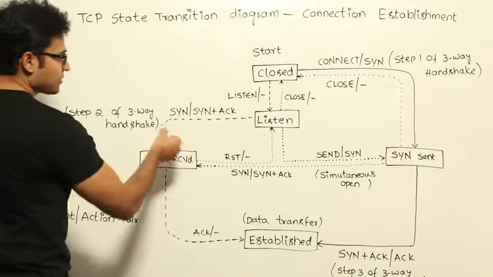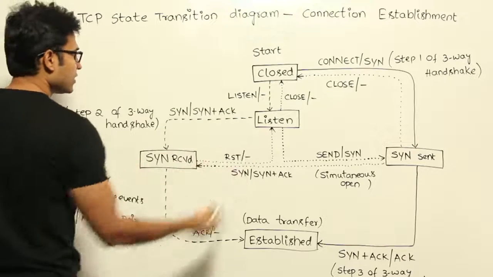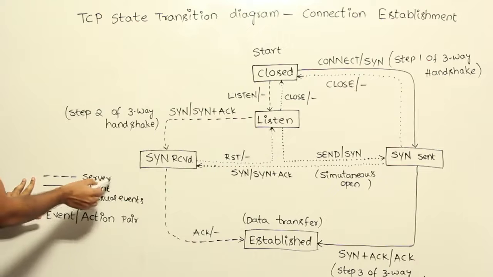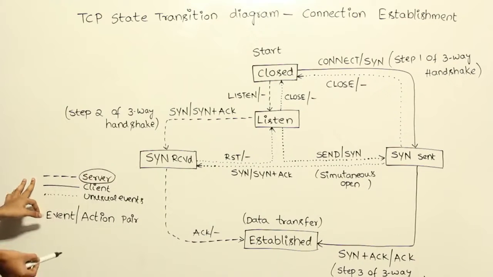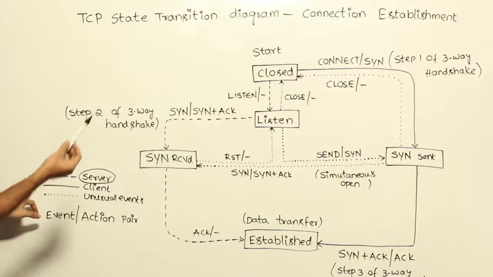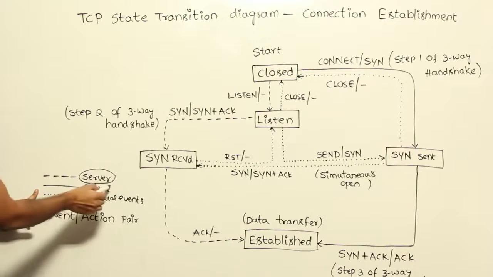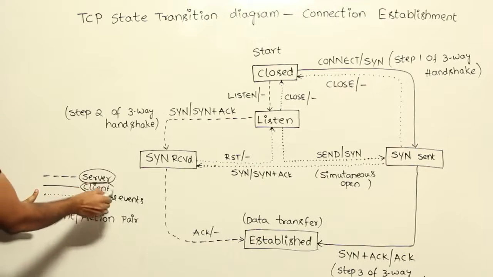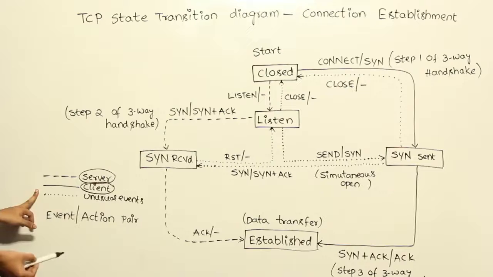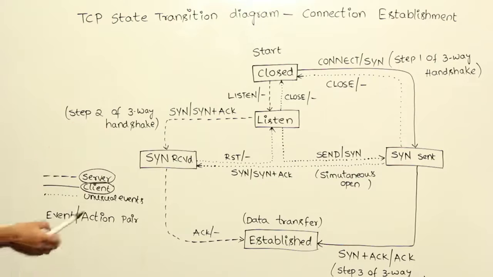The dashed lines, this is a dashed line, this is a dashed line, and this is a dashed line, correspond to the server. What the server is doing, how the server is transitioning from one state to another, is given by the dashed lines. The normal straight line is the client. It says how a client goes from one state to the other and what it is trying to do in the transition.